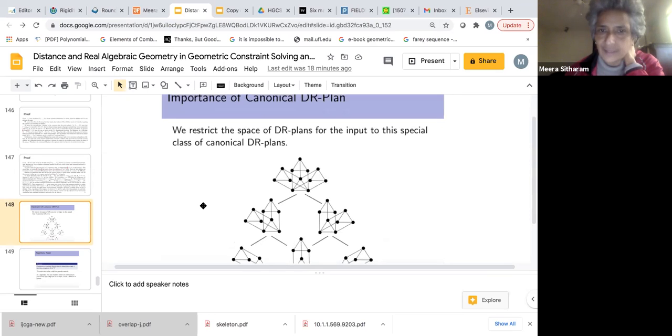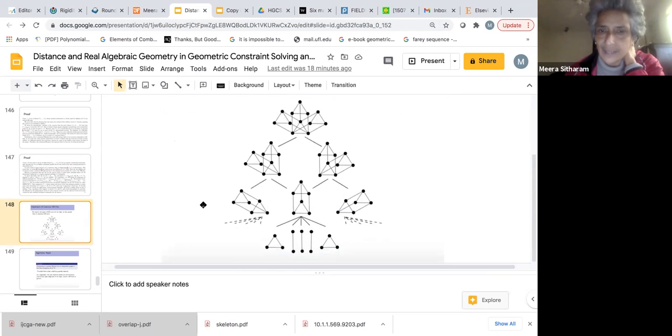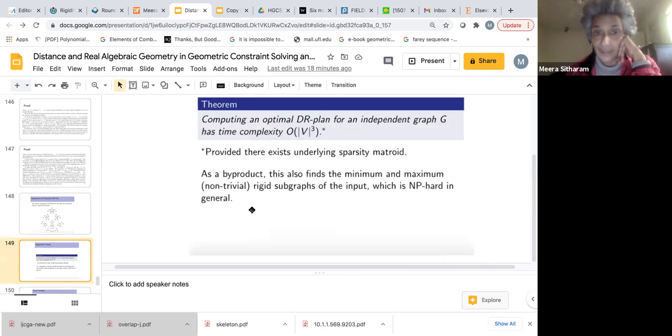So we have this canonical DR plan. This is a pairwise intersection, rigid vertex maximal subgraph, with the pairwise intersection being non-trivial in this case. And then you can think of it this way: because the intersection is non-trivial, there's a common intersection and these are the remainders. And you continue in this fashion, right?